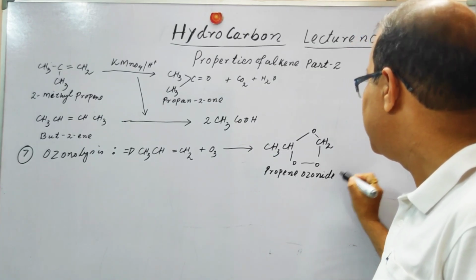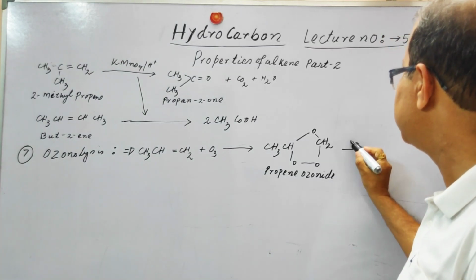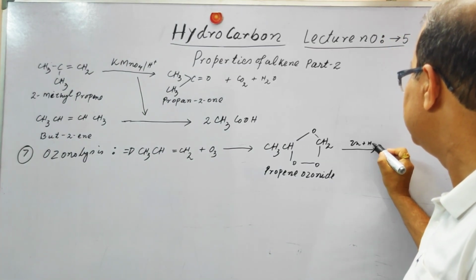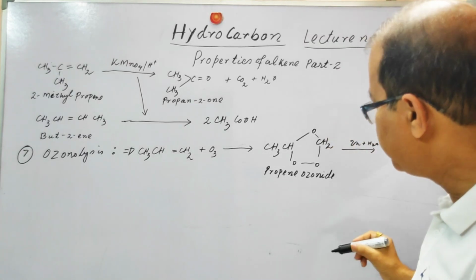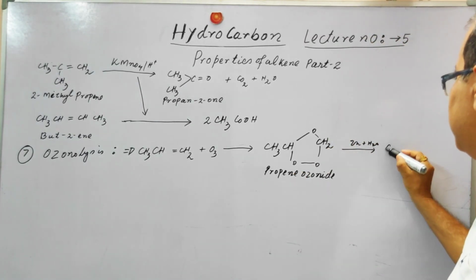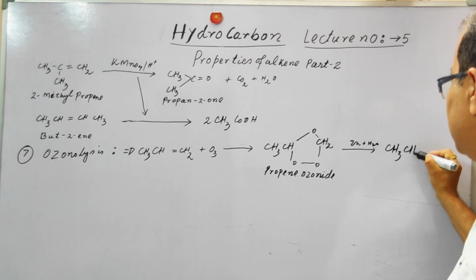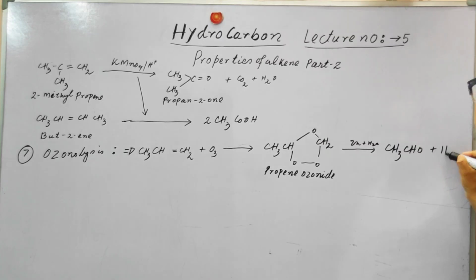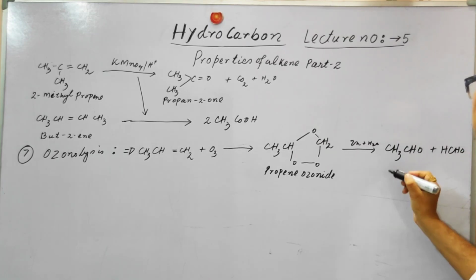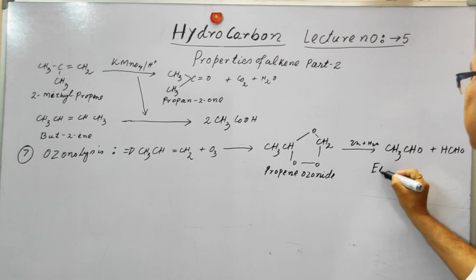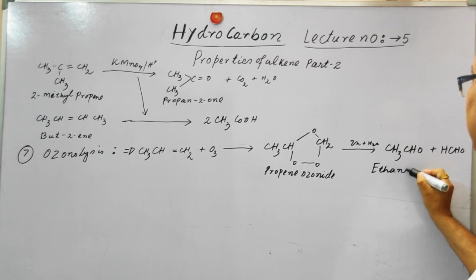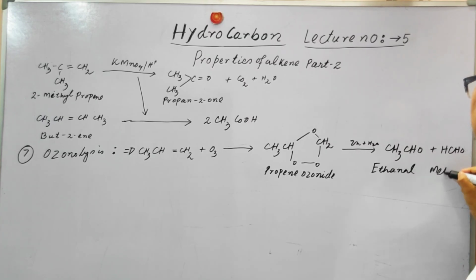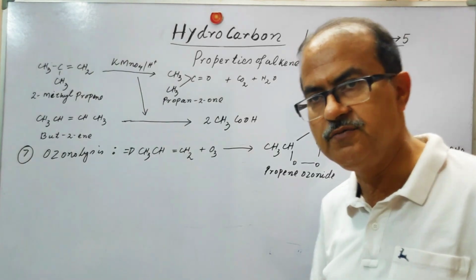Propene ozonide. And when this propene ozonide is in the presence of zinc and water, it is going to be fragmented and will produce two products. One is ethanal and the other is methanal. This is ethanal and this is methanal, two types of products.